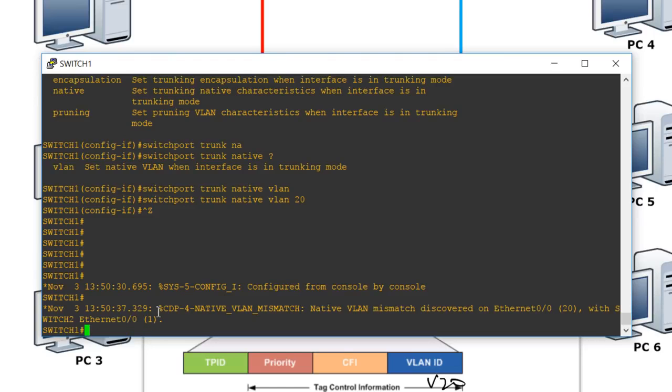Now you see CDP. CDP is very, very intelligent. It looks at both and it says there is a native VLAN mismatch. Native VLAN mismatch discovered on Ethernet 0/0 with switch Ethernet 0/0, which has got VLAN 1. So VLAN 1 and VLAN 20. It is giving us that notification saying VLAN has mismatched. Native VLAN is mismatched between the two. So this is the difference between native VLAN and default VLAN.